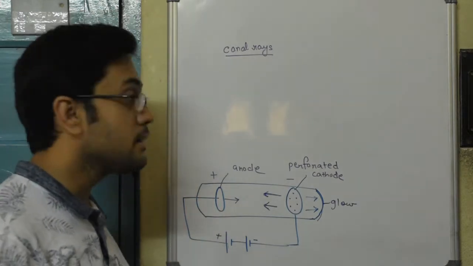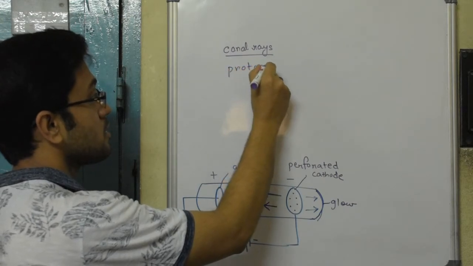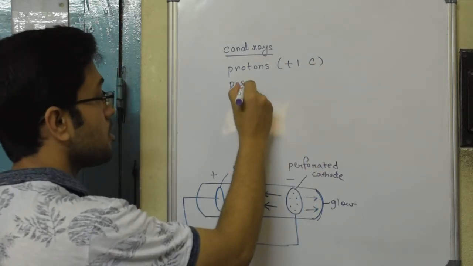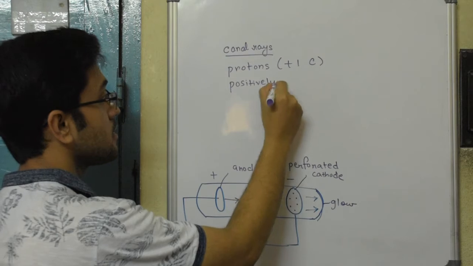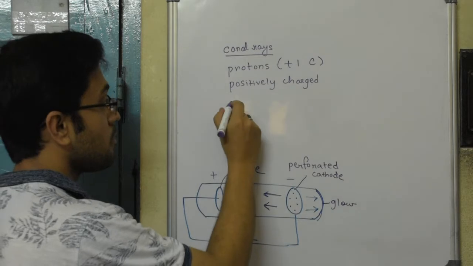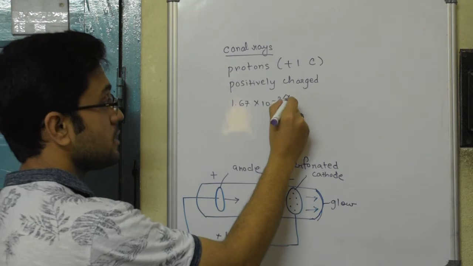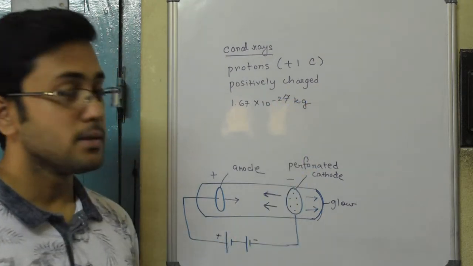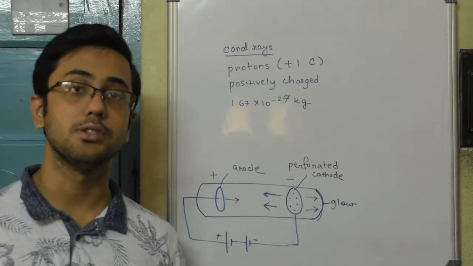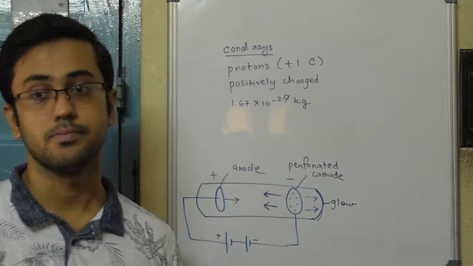And it was stated that the particles constituting the canal rays are protons, which have +1 coulomb charge. Protons are positively charged particles, and the protons have a mass of 1.67 × 10^-27 kilograms. These were the properties of the protons. So now we had found the positively charged as well as the negatively charged particles with simple experiments performed using a discharge tube.